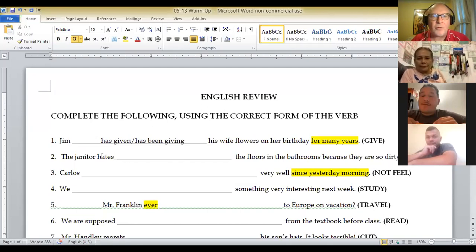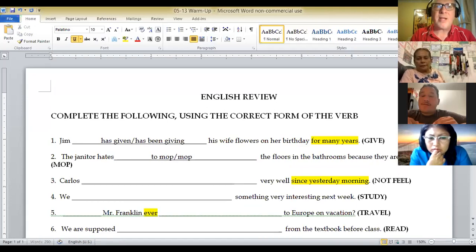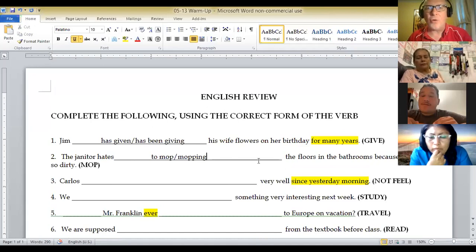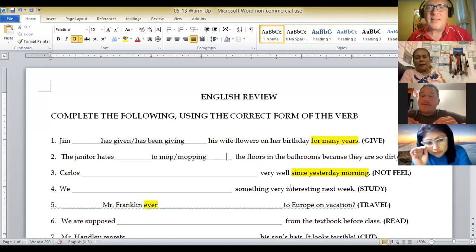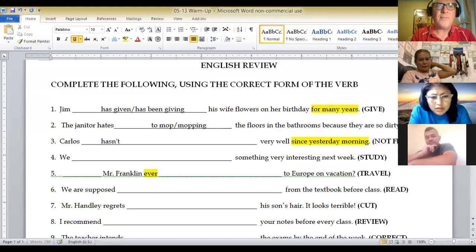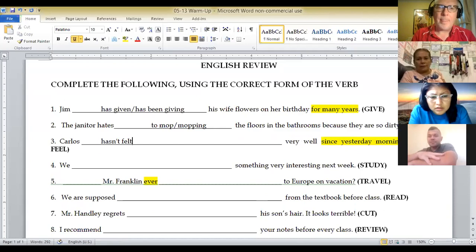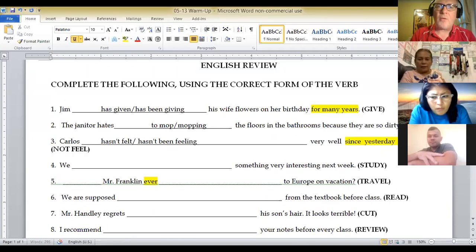Now the next one has the word hate. So what can we say with hate? Mopping or to mop, both are fine. With hate, we can use gerund or infinitive, no problem. Let's see, the next one says, hasn't felt right? Two possibilities, right? Hasn't felt or hasn't been feeling. He hasn't felt well, he hasn't been feeling well.